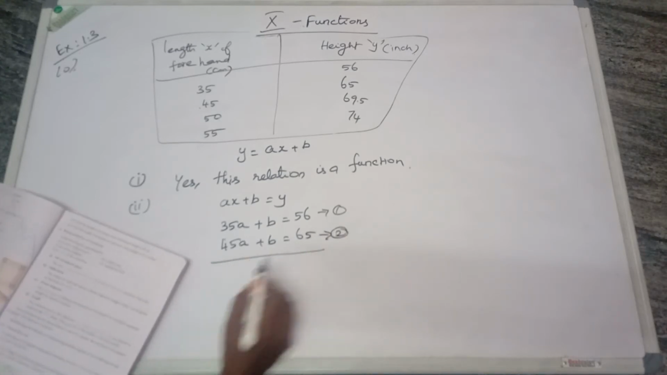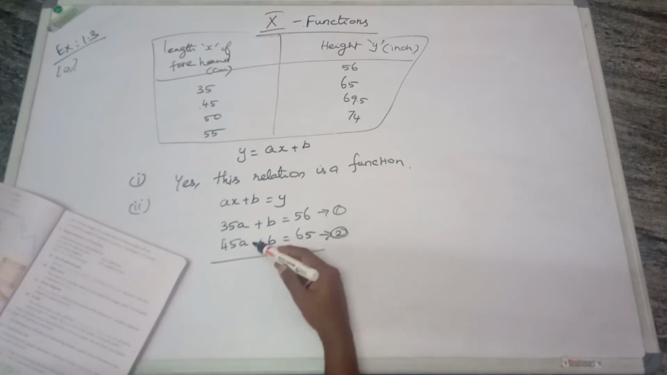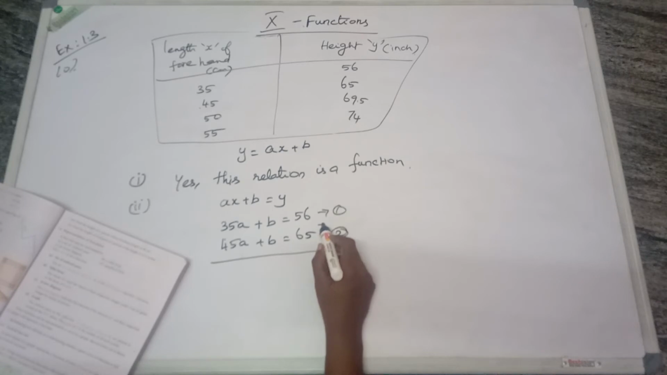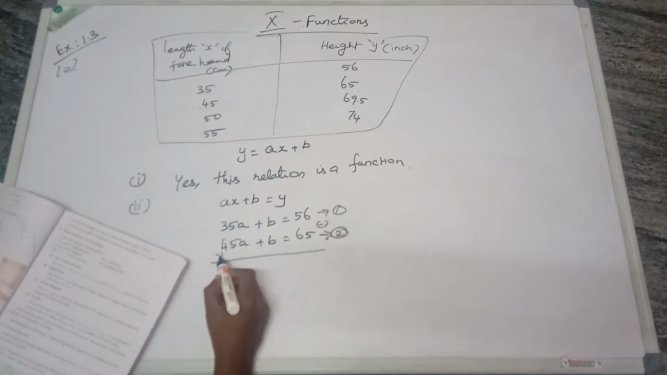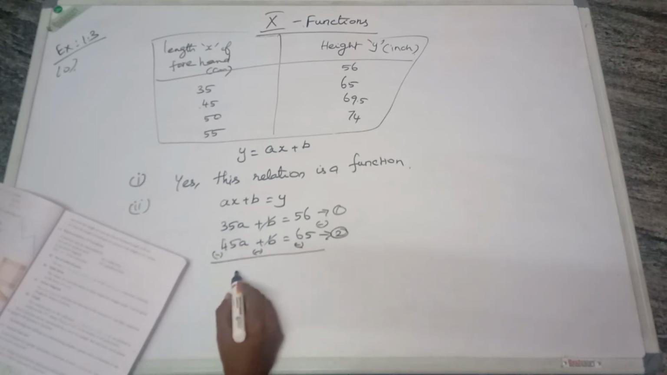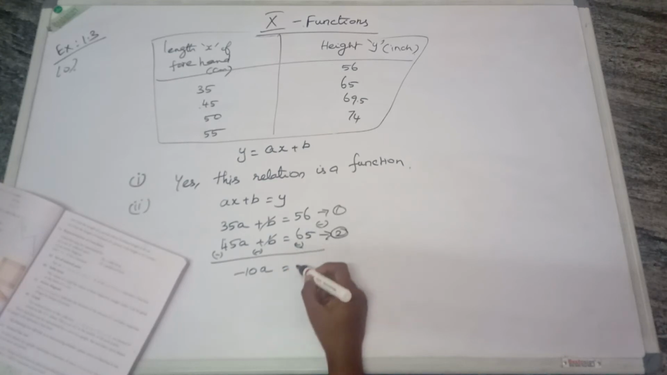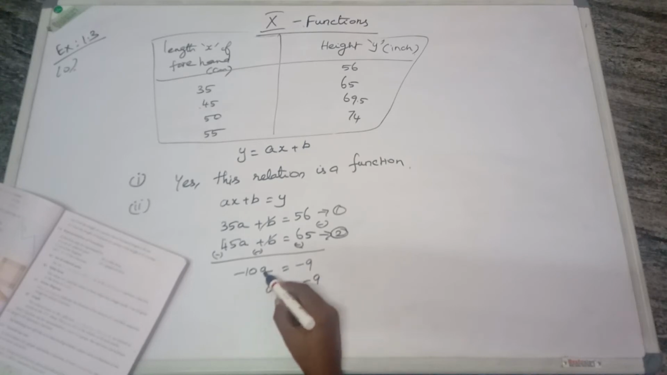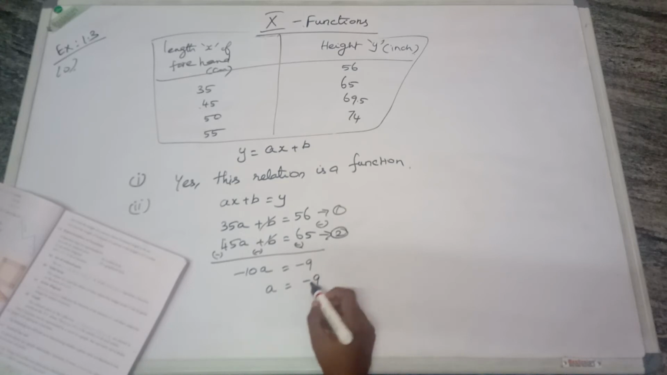Okay, now if we solve these two equations, we can get the value of a and b. Here b has the same sign, so you have to subtract these two equations. So here you have to change the sign of everything. Here b minus b cancels. 35 minus 45 is minus 10a equal to 56 minus 65 is minus 9. So what is the value of a? Minus 9. In between minus 10 and a, multiplication is there. So while you transpose this minus 10 to the other side, it becomes division. So minus minus will be cancelled. So a equal to 9 by 10.